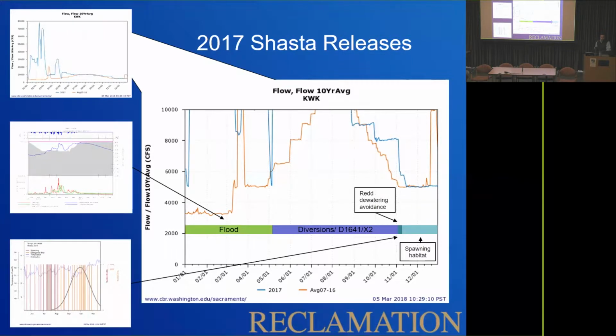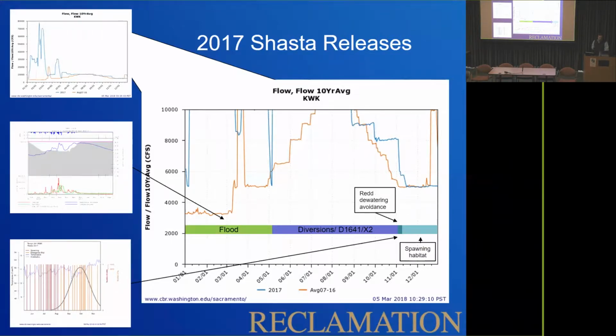And then we start to release water for diversions and to meet the D1641 water quality environmental flow standards throughout the summer. And then in the fall, we also maintained X2, which is the location of salinity in the Delta, which is important for Endangered Species Act habitat protection and is part of the Delta Smelt biological opinion. And that basically goes until the end of October. And then there's a little window when we were avoiding winter run Chinook redd dewatering, and so we're maintaining habitat for some perched winter run Chinook salmon that had spawned over the summer when flows were really high.